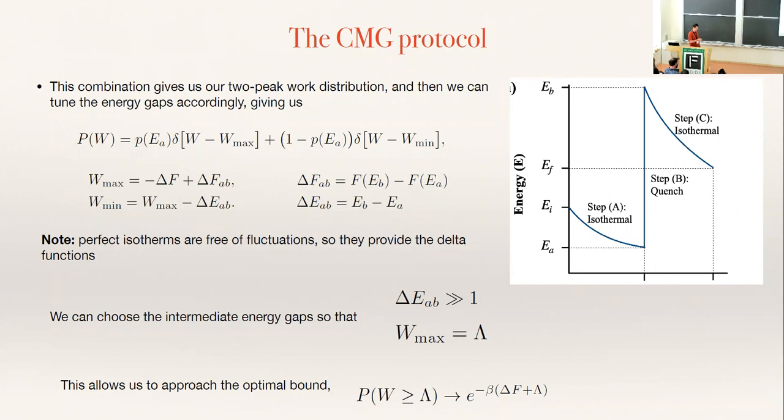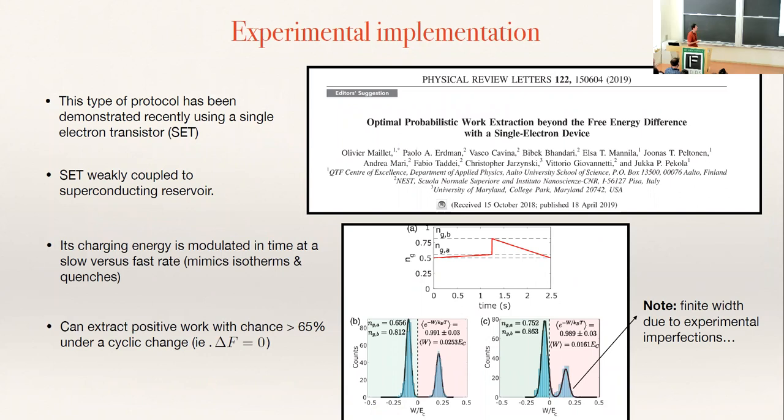They did this in an actual experiment a couple of years ago. They took a single electron transistor, interacting with some superconducting reservoir, and they're changing the charging energy and monitoring how much energy they get out of this transistor. They can change how fast they change this energy, so they can do it slowly. This ramp here represents one of the isotherms that they want to do. Then they do a very sudden jump, which is this middle step, followed by another slow ramp back down to the original energy. They monitor the work distribution of this process, and they do get one of these work distributions that has two peaks.